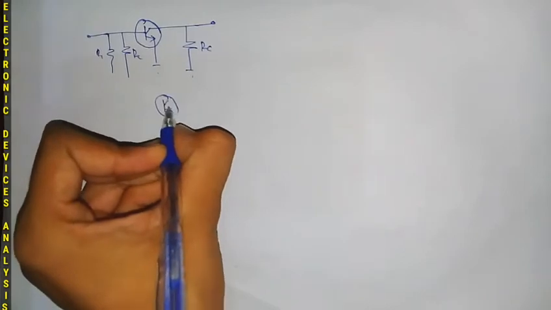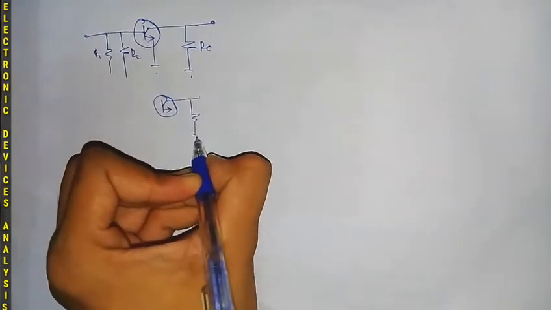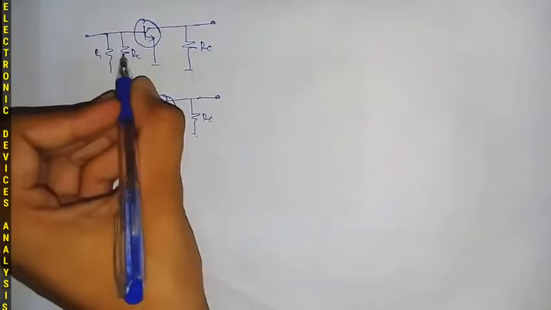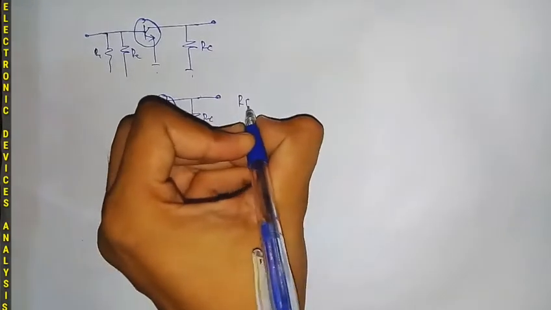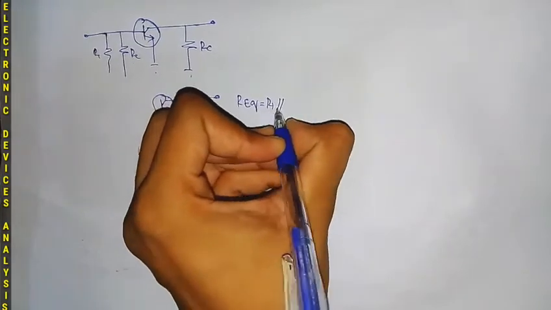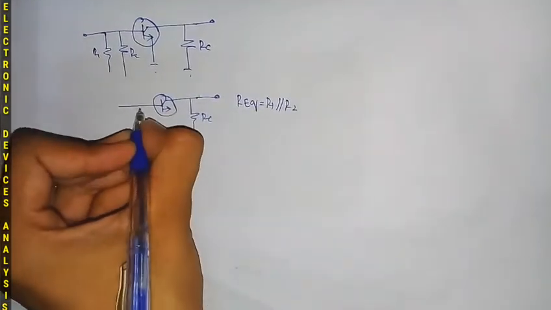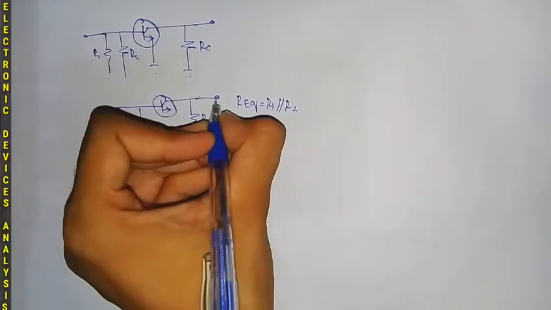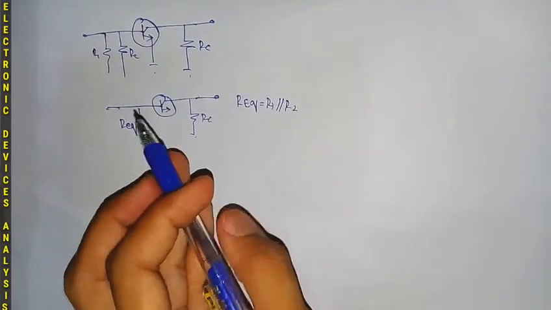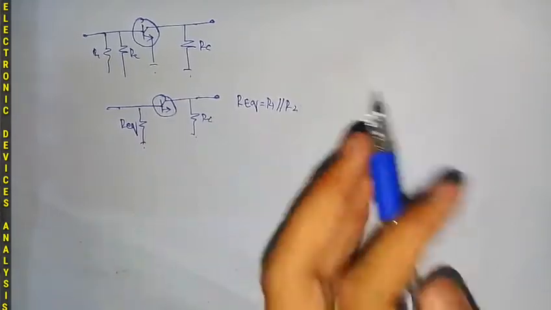Now we will minimize it. After minimizing, the circuit will look like this: this is RC, and these R1 and R2 are in parallel with each other, so R equivalent will be equal to R1 in parallel with R2. So therefore there will be a resistance, we call it R equivalent. Now this will be a minimized circuit for the AC analysis of the BJT.